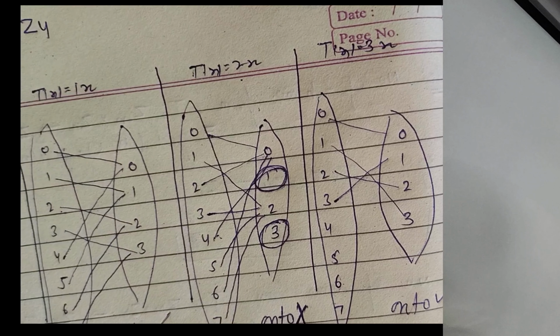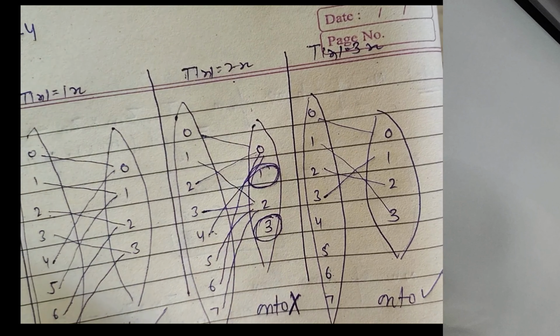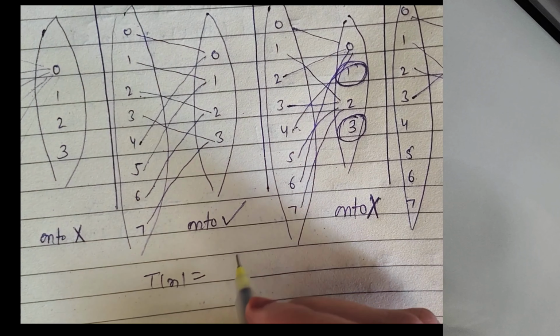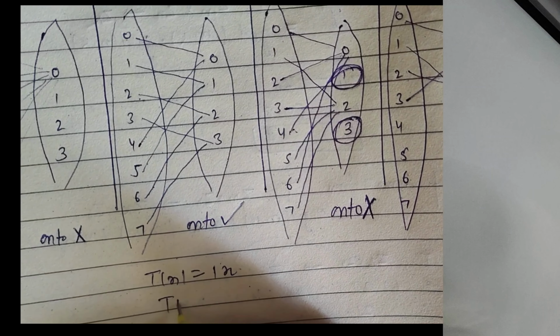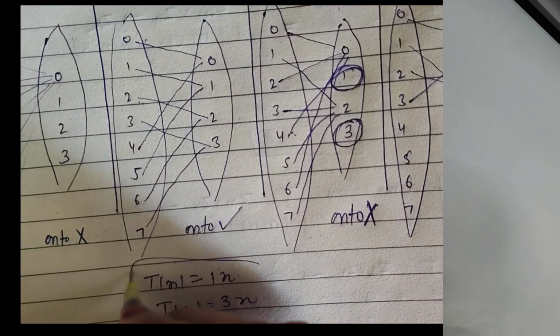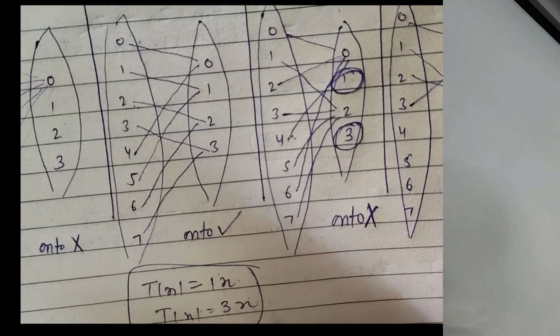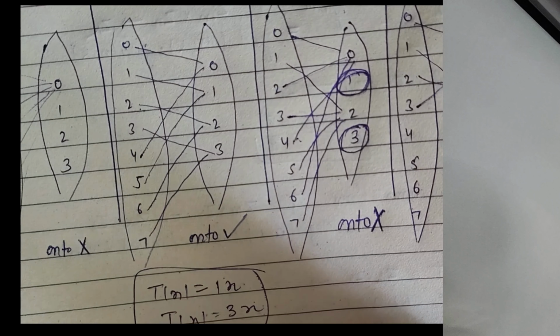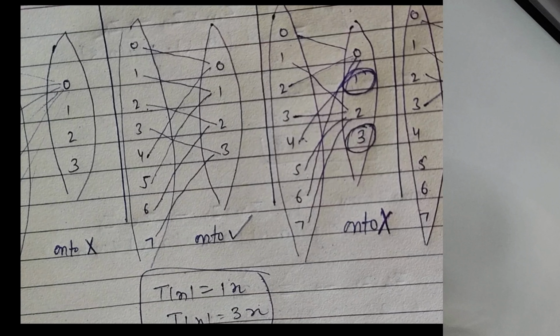So the only possible onto homomorphisms from Z8 to Z4 are T of x equals 1x and T of x equals 3x. In this manner we can check the onto homomorphisms. In the next video we will look at the trick we can use to directly get the number of onto homomorphisms.